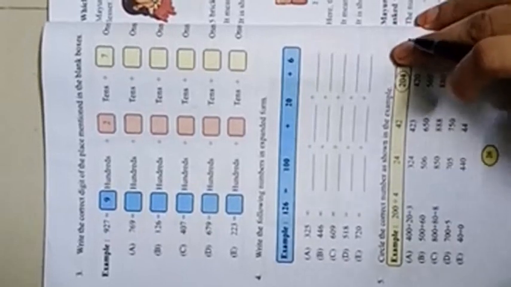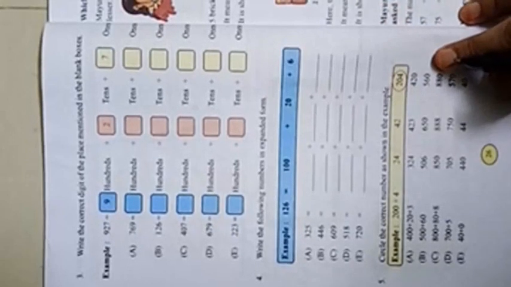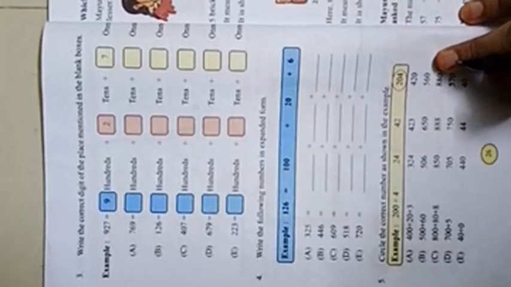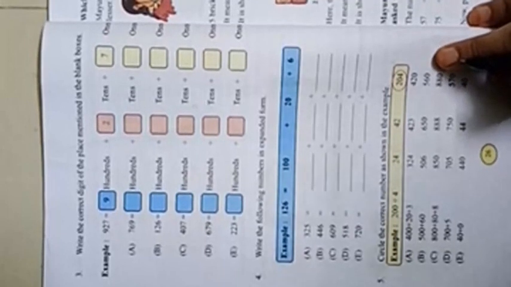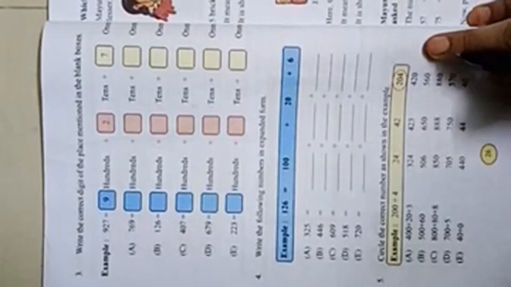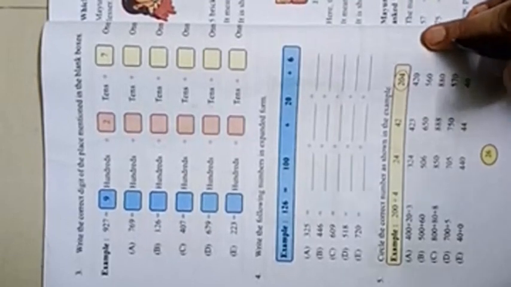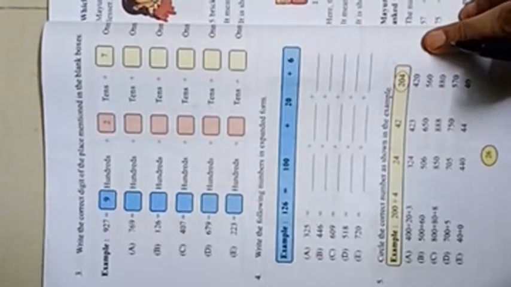Today, I'm going to continue the topic. In the last class, we learned how to put the correct sign in the given blank, how to compare the numbers. Today, we are going to solve some bits. All of you take out your textbooks, page number 26.